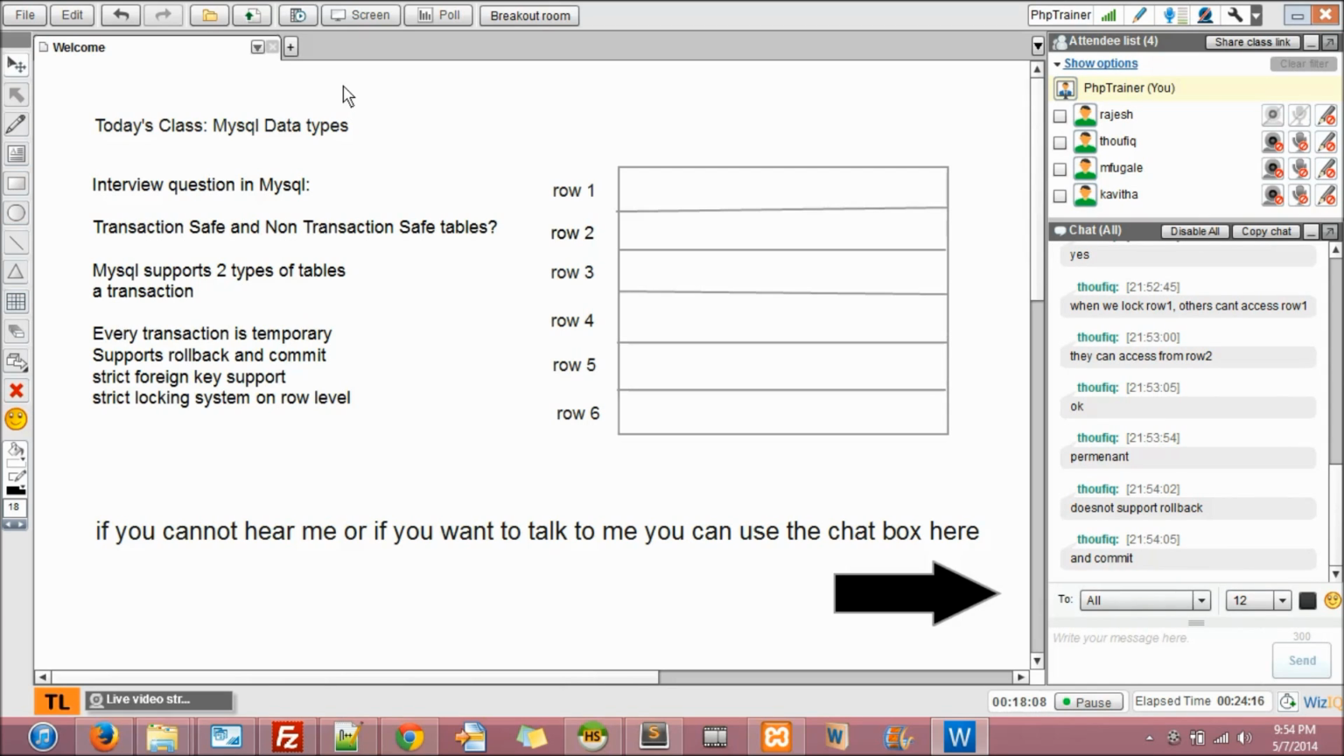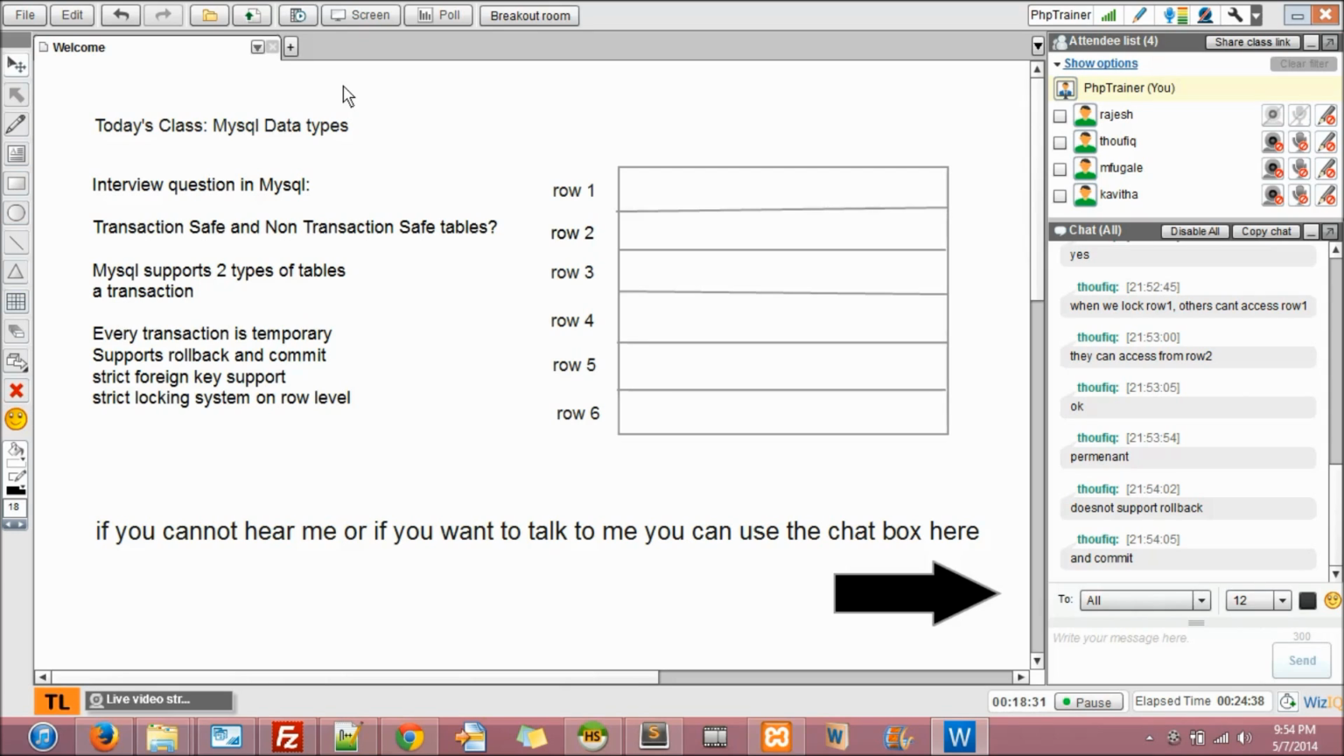So what else? Yeah, it does have foreign key support, but it's only partial. I'll show you guys how to do these foreign keys. That's a very interesting concept. Foreign keys. When you go to interviews, the next question after this question will be, hey, do you know about foreign keys? So I'll be talking about foreign keys too in this class itself.